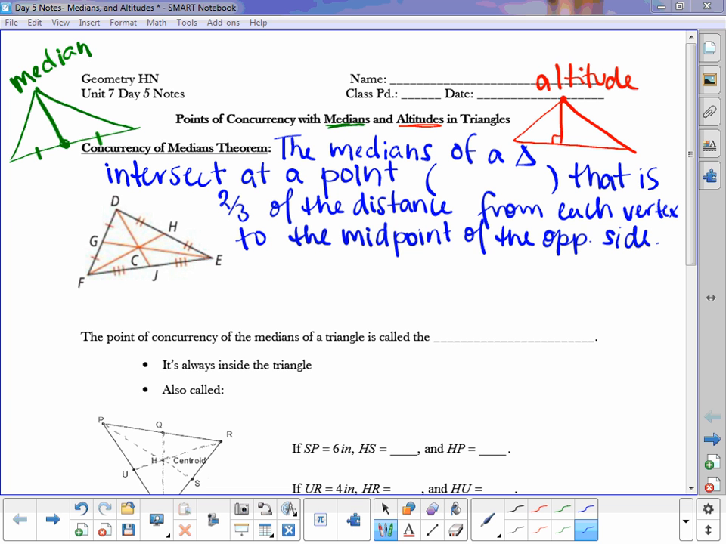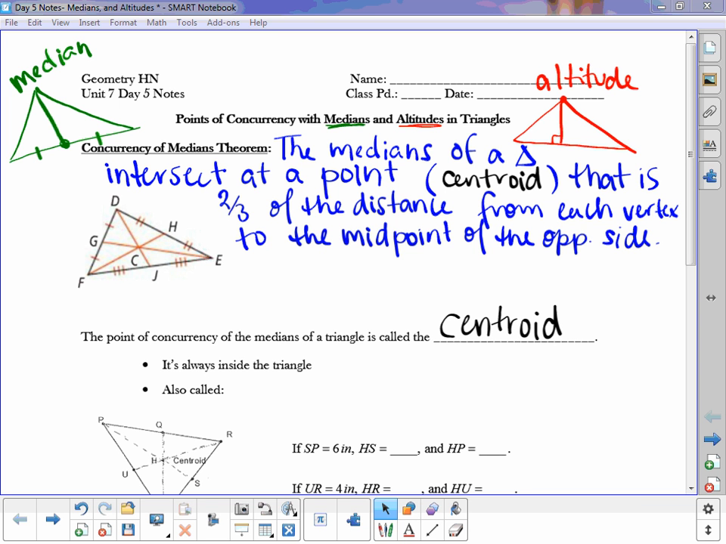So go ahead and take a look at your vocab sheet. The point of concurrency of the medians of a triangle is called what? Centroid. Good. So let's go ahead and fill that in. It's called the centroid. So what we're saying is the centroid is 2/3 of the distance from the vertex. That's 2/3 the distance of the whole median.